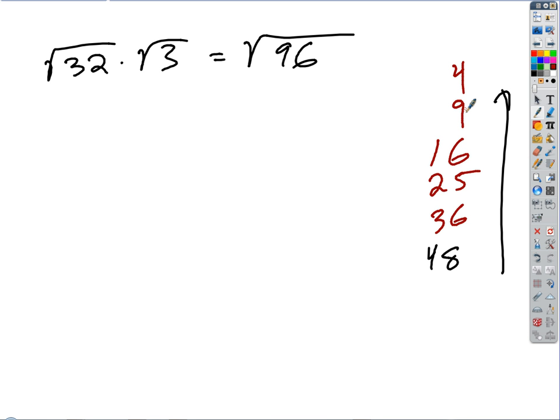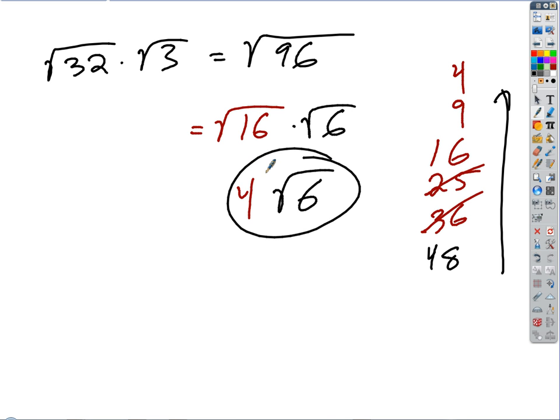Does 36 go into 96? Doesn't, does it? So that one's off the list. Does 25? Nope. 16? Yeah, 16 does. 16 times 6, right? So we could rewrite this as the square root of 16 times the square root of 6, and what's the square root of 16? 4. We got it. Okay? We do all of this? Yeah.